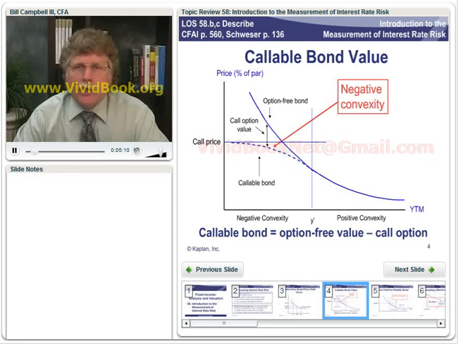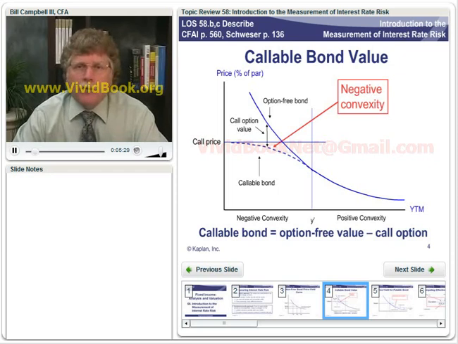Notice how that changes the shape of the curve. The curve used to be convex upward all the way, but now once we get below a yield of y prime, it starts bending downward. So we get it convex downward. We refer to that as negative convexity.